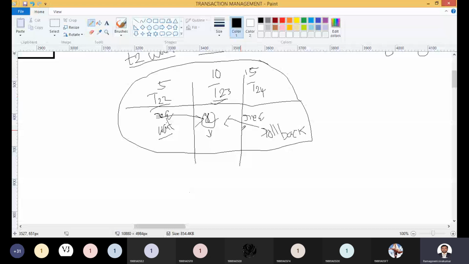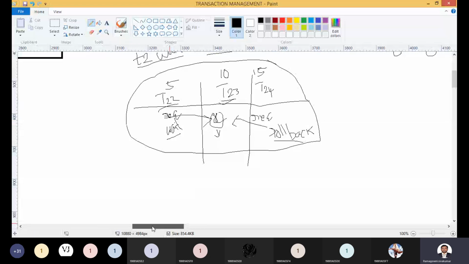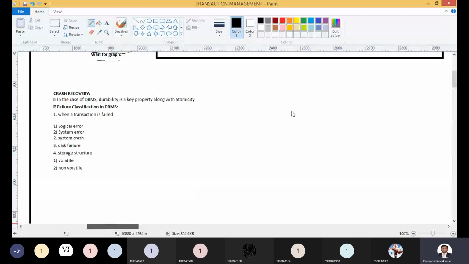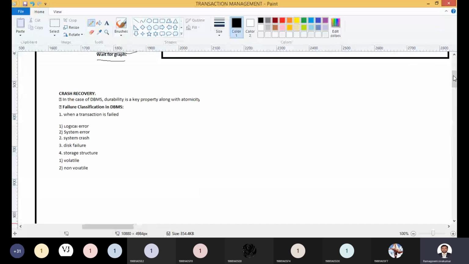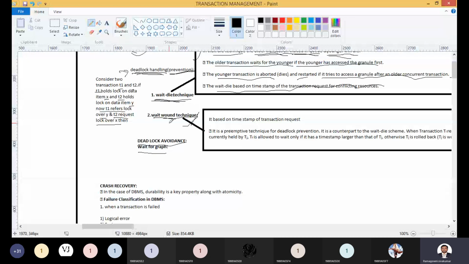Okay, so that's about the wait-die technique. The second technique for deadlock handling is the wound-wait technique. What is this technique?